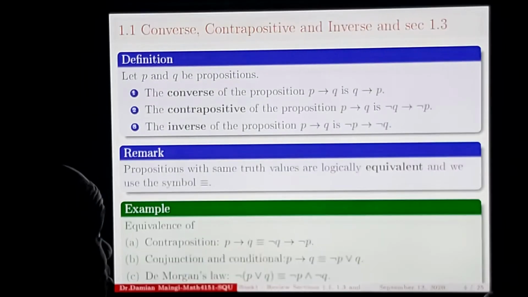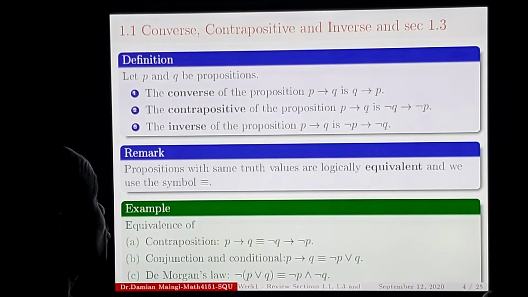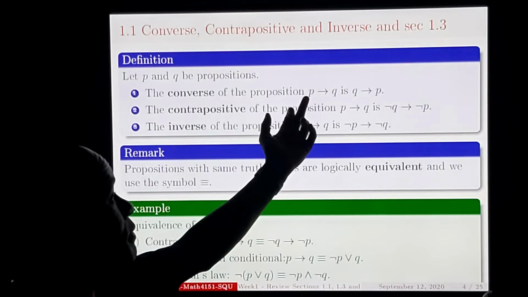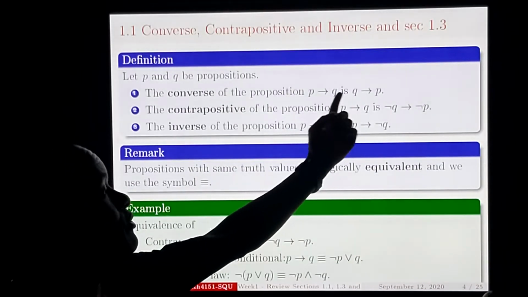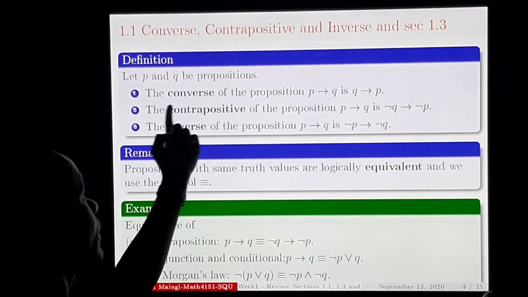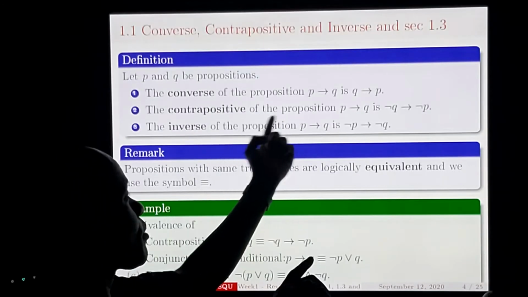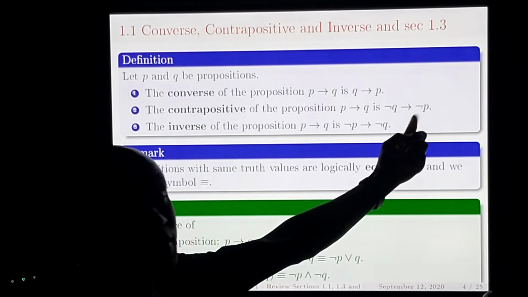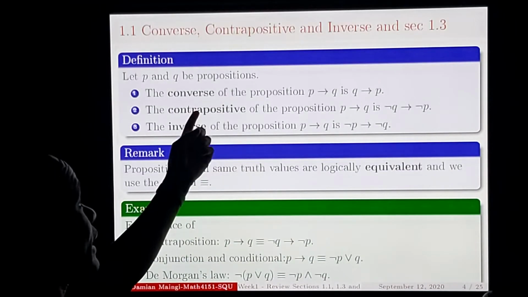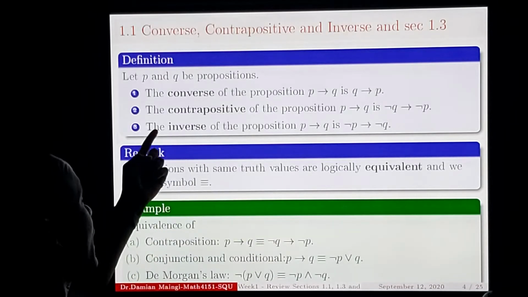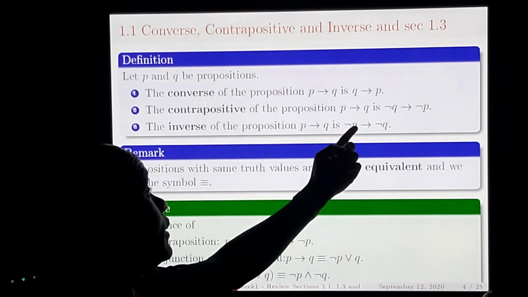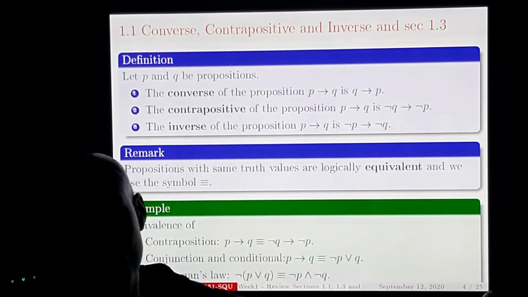This is just an overview, so you already saw this this week. Then, definition. The converse of the proposition p implies q is q implies p. You just go the other direction. The contrapositive of the proposition p implies q is not q implies not p. This is very important. You will see it from time to time. And then the inverse of the proposition p implies q is not p implies not q.